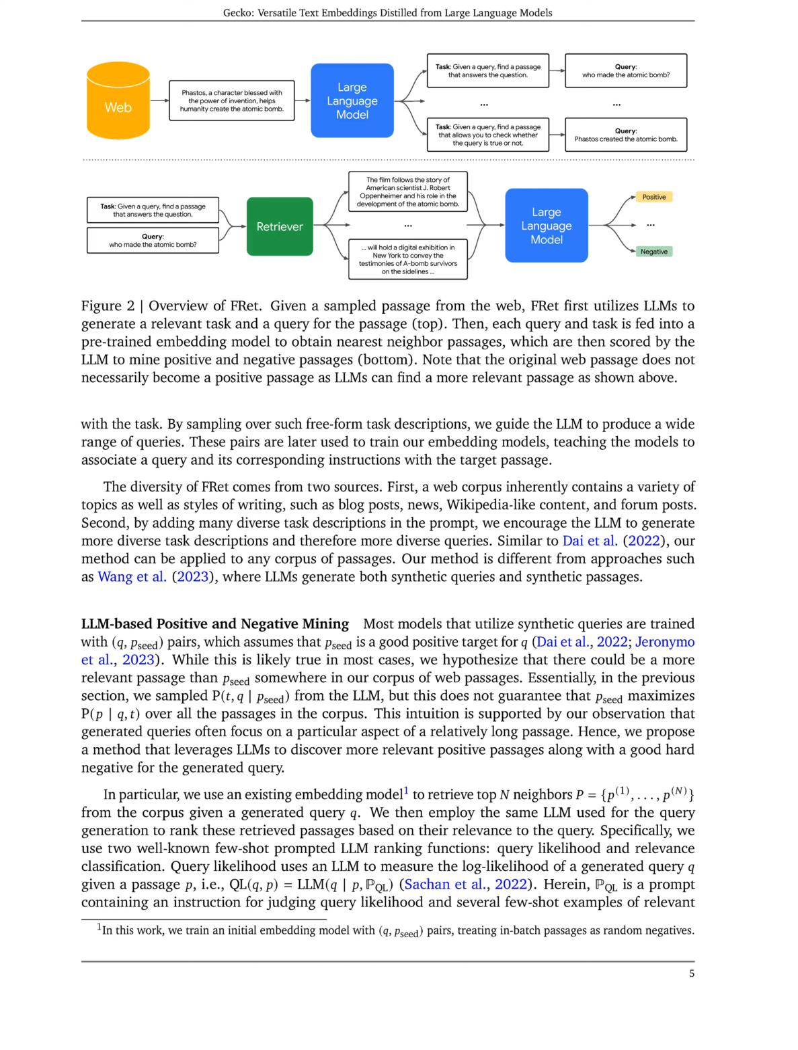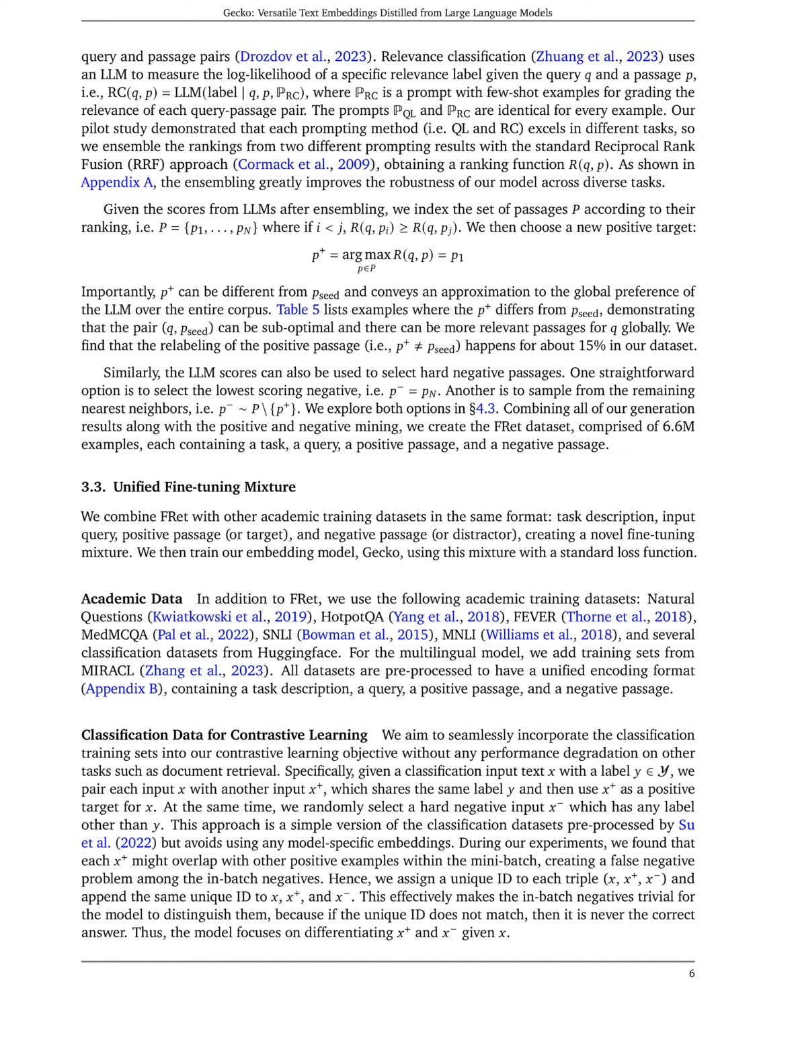Then, the same LLM used for query generation is employed to rank these retrieved passages according to their relevance to the query. Two few-shot prompted LLM ranking functions are utilized: query likelihood and relevance classification. The query likelihood function measures the log likelihood of a generated query given a passage, while the relevance classification function measures the log likelihood of a specific relevance label given the query and passage.